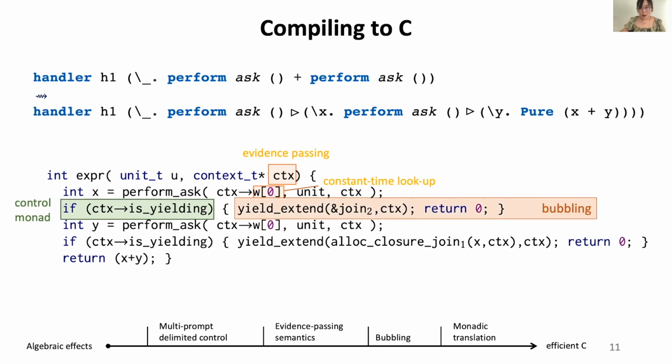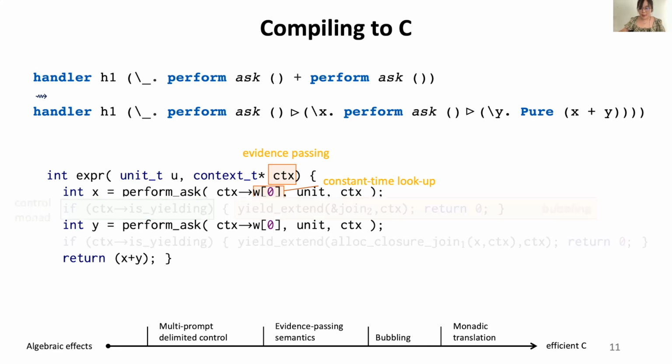As you can see, all ingredients fit nicely into the final generated C. Most importantly, if the code does not yield, as in most cases, the computation will take the happy path, where there is no yield and no allocation.